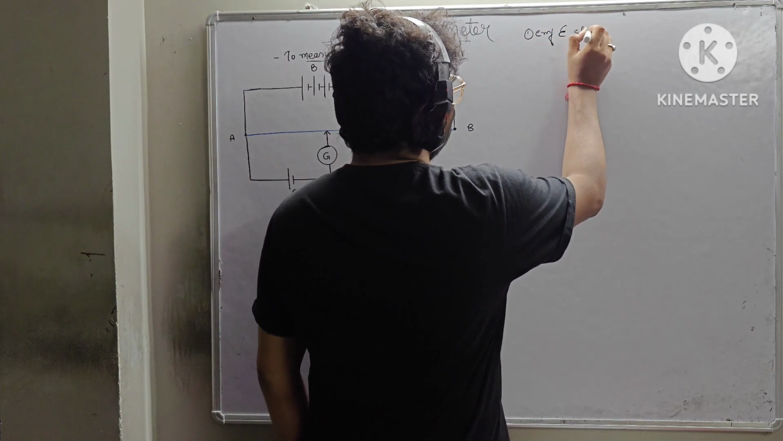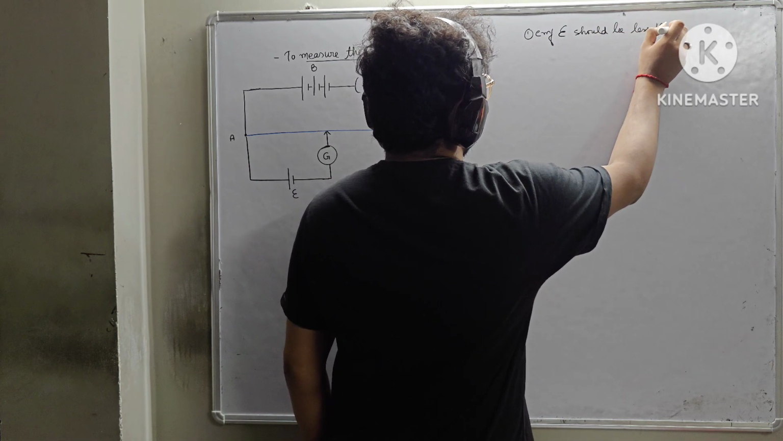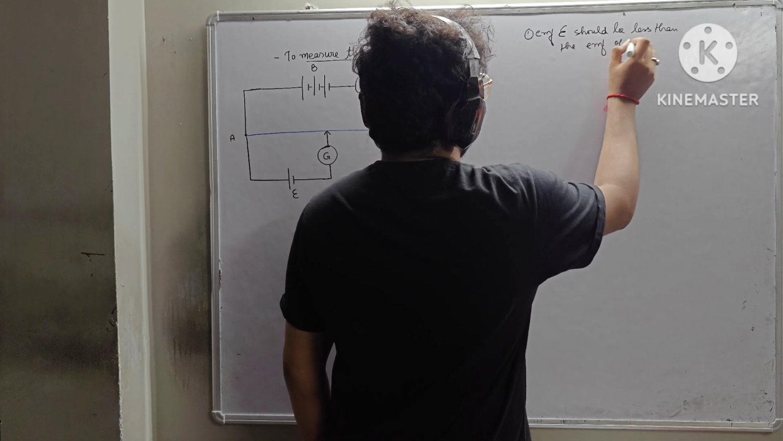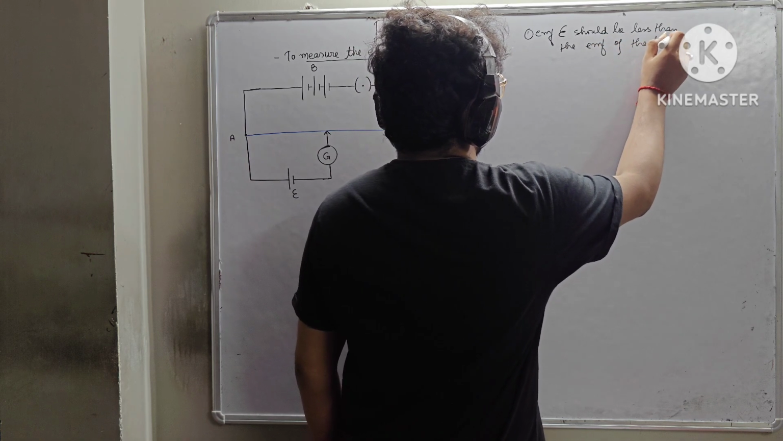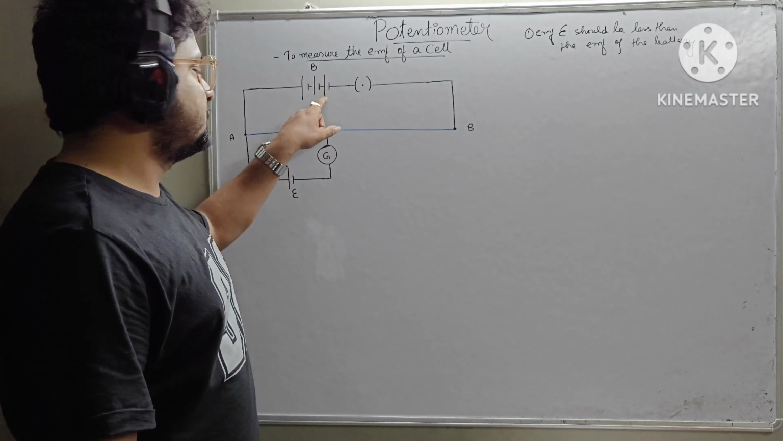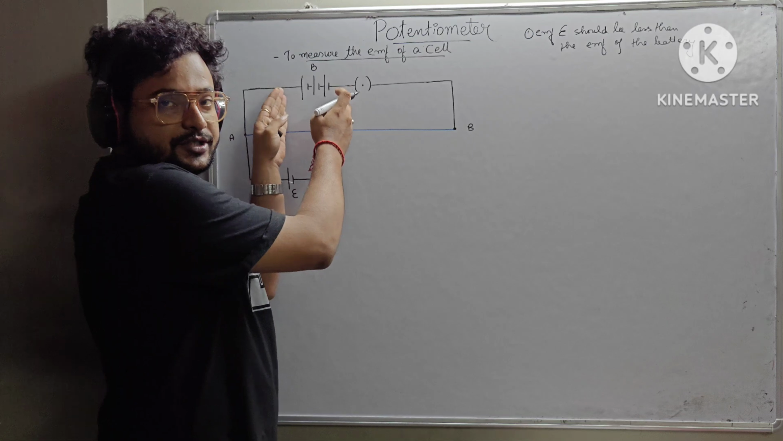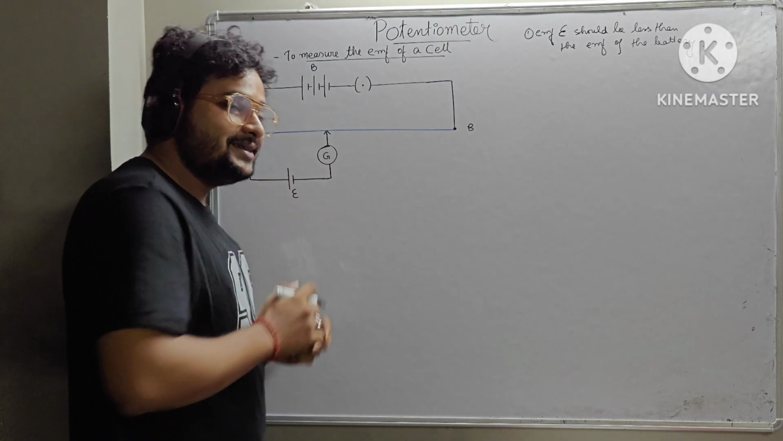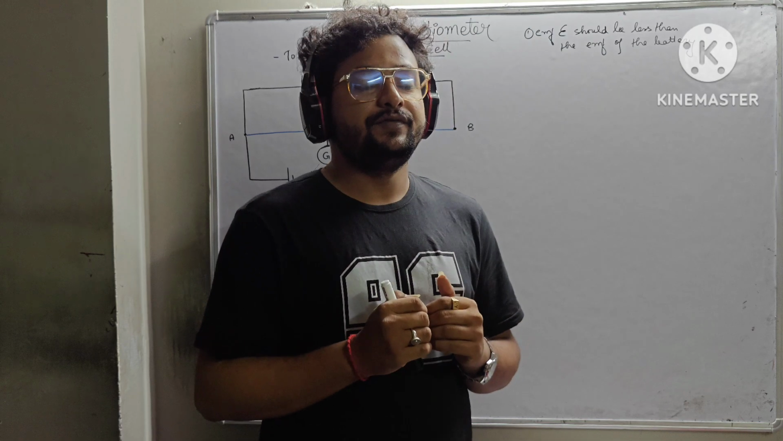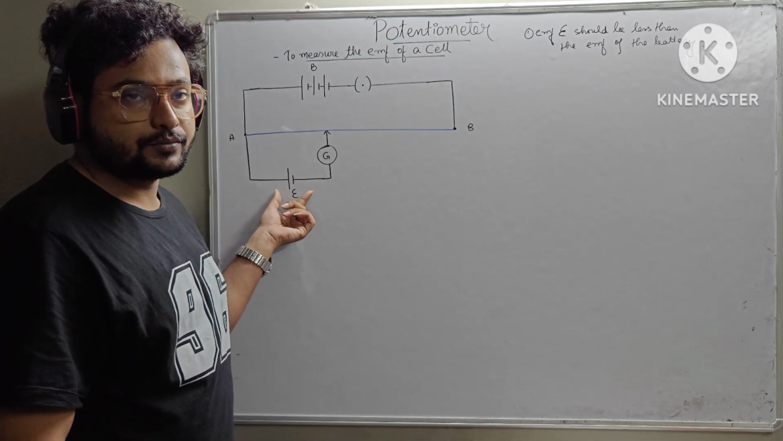EMF should be less than the EMF of the battery. Battery means this one, this main cell that I am talking about. Suppose this is 50 volt. Now the EMF of this cell, you don't know the EMF, fine, but this must be less than 50 volt. If it is greater than 50 volt, then you cannot find out the value.